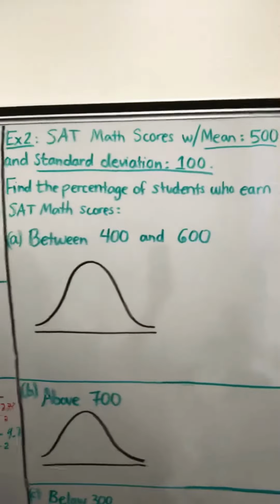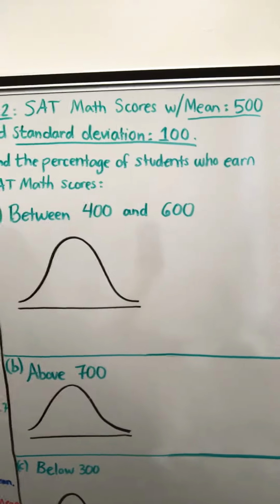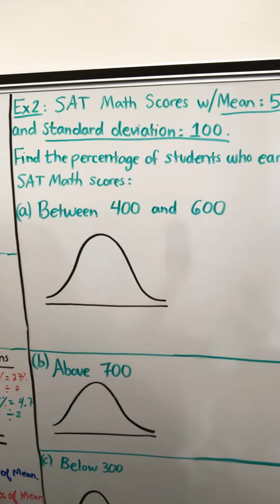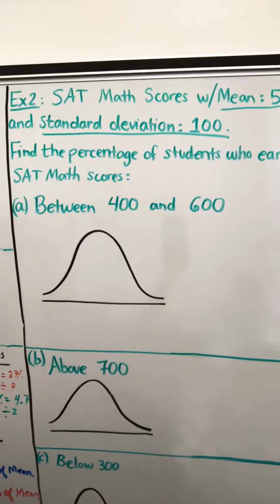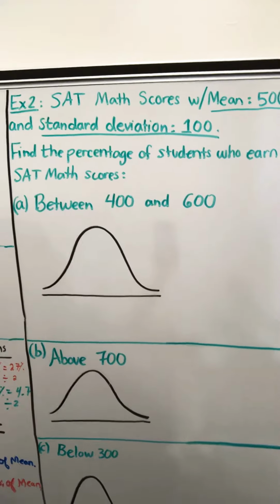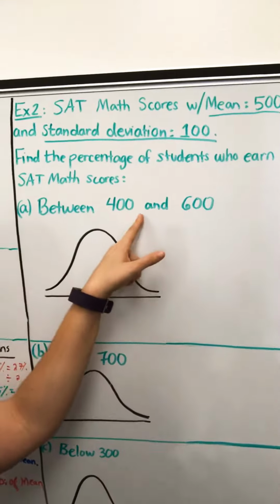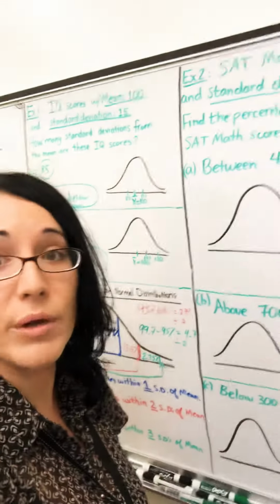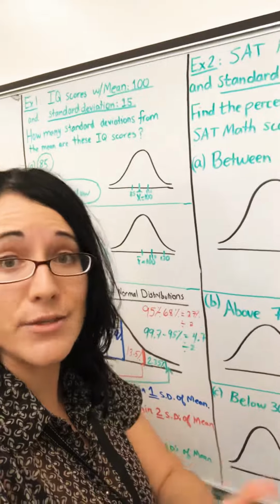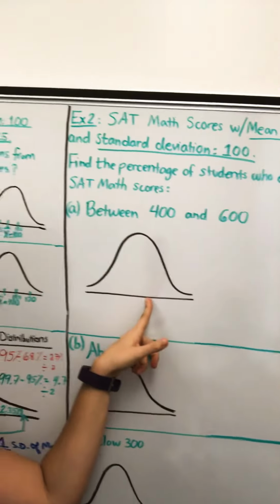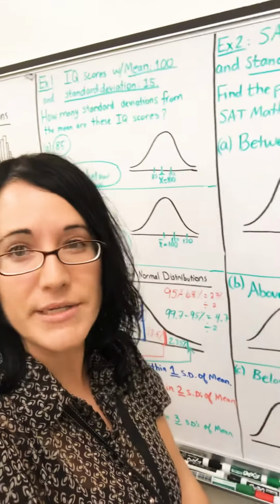Okay, so here we have an example 2. It says SAT math scores have a mean of 500 and a standard deviation of 100. We're asked to find the percentage of students who have SAT scores, and the first one is between 400 and 600. So to get started here, we would need to notice that SAT math scores are in fact normally distributed. They would tell you that. So we would draw ourselves a bell curve. What's the next thing that we did? That's right, we would put our mean in the middle.